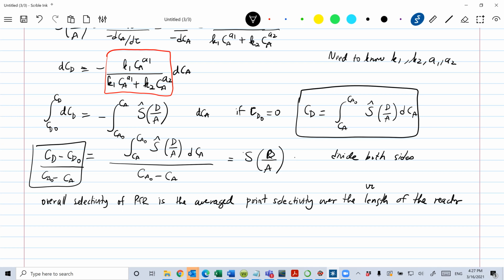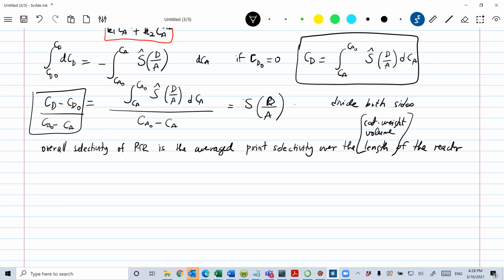Length also means volume, catalyst weight. So same idea. Because if CA is the exit concentration, CA naught is the entrance concentration, and you integrate the point selectivity over that, and divide by the difference in the limits, you average it. So it's the same thing we did for the recycle reactor. So it's a familiar refrain.